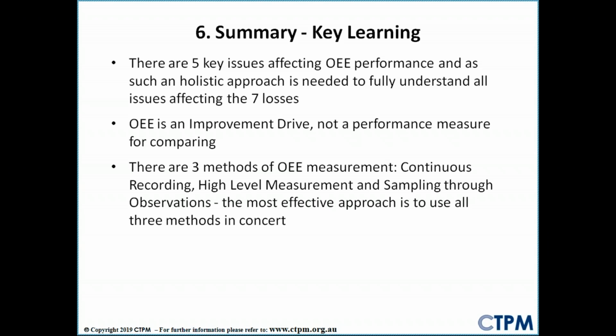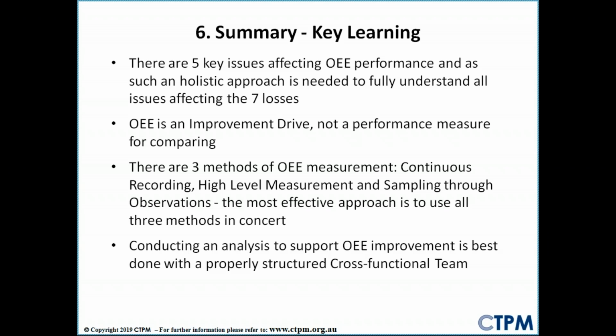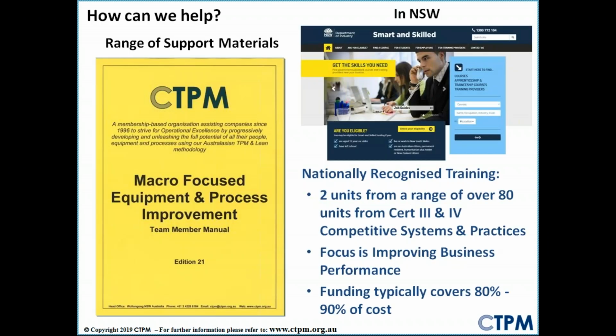There are 3 methods for OEE measurement: continuous recording, high-level measurement, and sampling through observations. The most effective approach is to use all 3 methods in concert. And finally, conducting an analysis to support OEE improvement is best done with a properly structured cross-functional team.